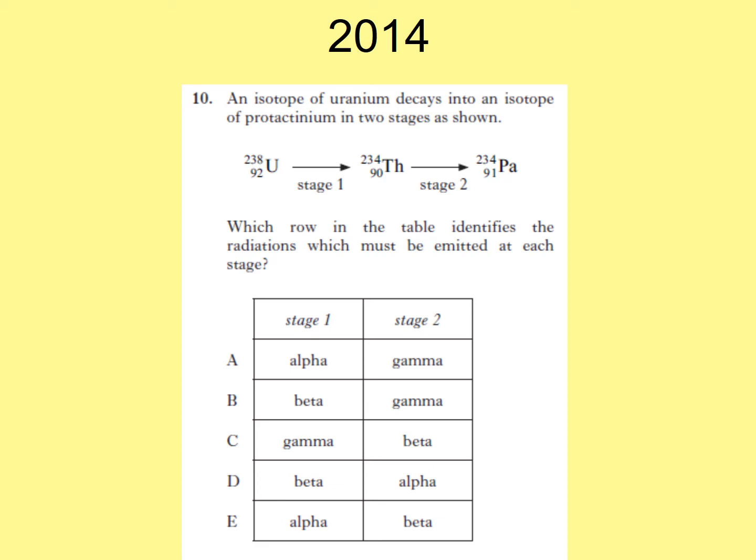Again, we're looking at the mass numbers and the atomic numbers. The mass number has gone down by 4. The atomic number has gone down by 2. So that must be alpha. So that means B, C, and D are all incorrect. Stage 2, we see the mass number has stayed the same, but the atomic number has gone up by +1, which means that must be beta. So that is E.